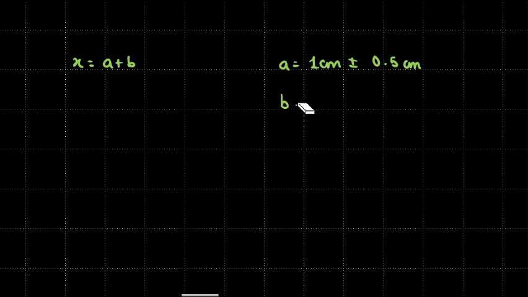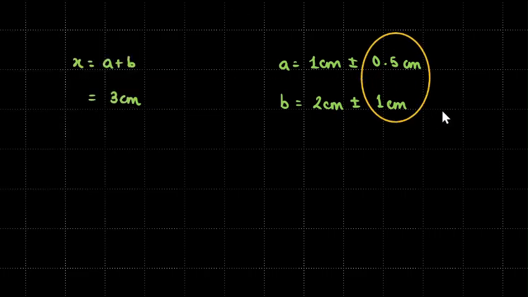Suppose b was 2 centimeter plus or minus 1 centimeter. So there is a range that it could be, which is plus or minus 1 centimeter. Now if you just add a and b, first of all you will have to add the first part, which will give us 3 centimeter. But is it 3 centimeter exactly? No, not at all. It can differ by these factors. So these factors will come into play now. Let's look at the ranges it could be.